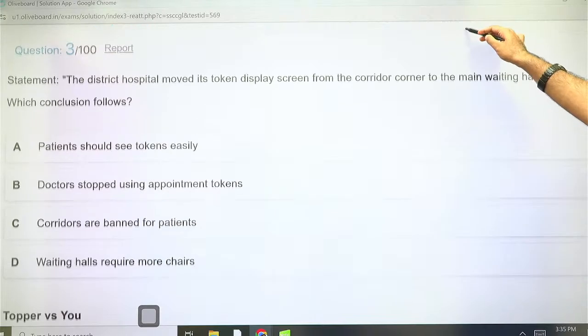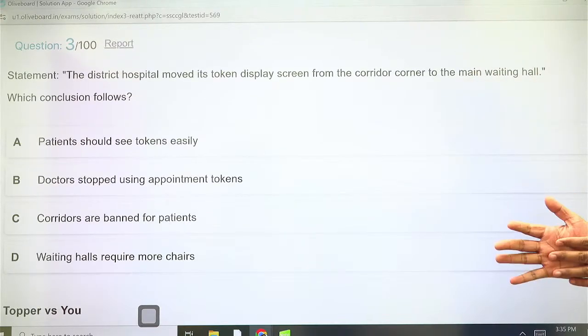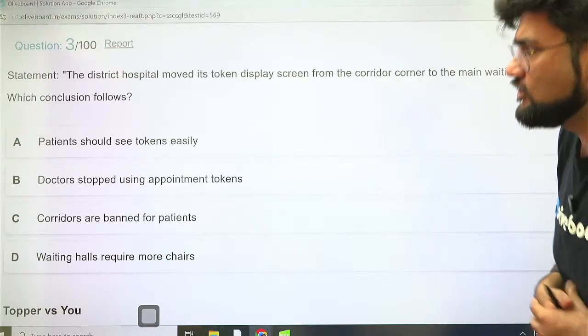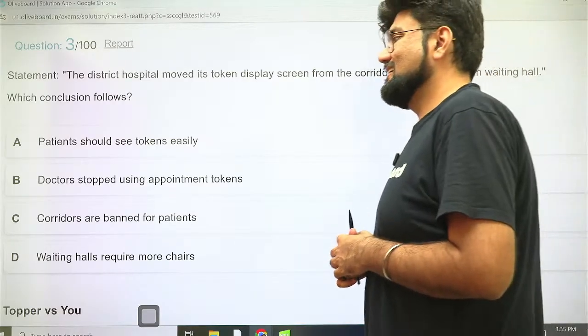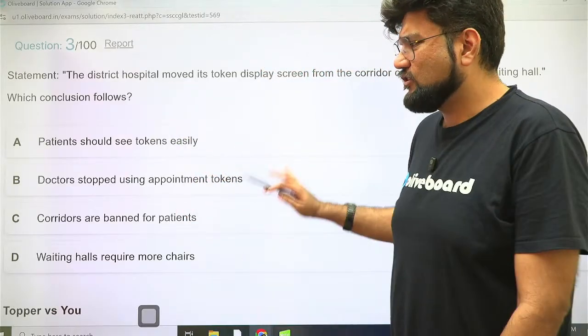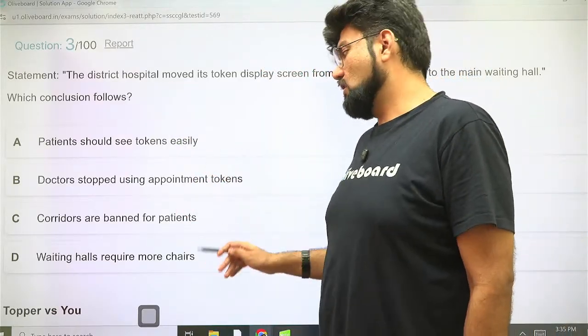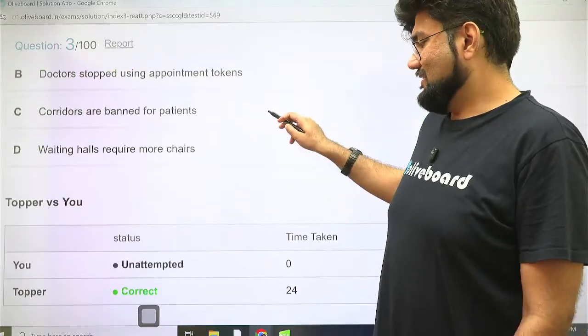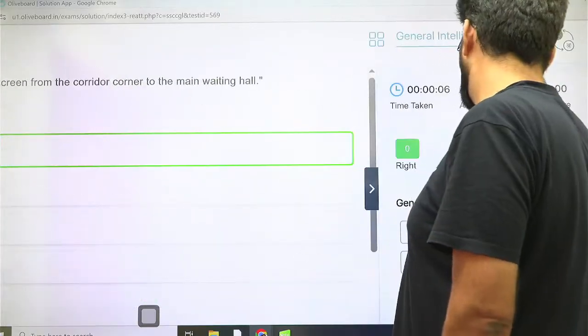Next. The district hospital moved its token display screen from corridor corner to the main waiting hall. Why do you think it must have been done? What is the conclusion here? So the patients should see tokens easily. The doctor stopped using appointment tokens, this is not mentioned anywhere. Corridors are banned for the patients, not mentioned anywhere. Waiting halls require more chairs, not mentioned anyways. Option A is the only correct answer here. So 24 seconds, option A is the correct one.